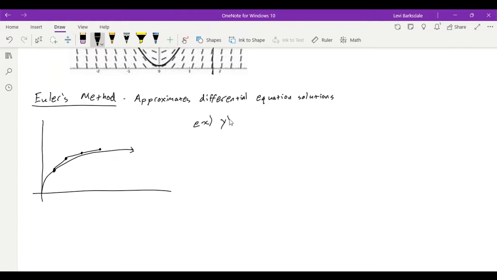If we had the differential equation y prime is equal to x plus y, and we also knew that our starting value is y of 0 equals 1, and we were wanting to know what y of 3/5 was, using 3 of these increments, which we'll call steps. Well, we already know that y of 0 is equal to 1.